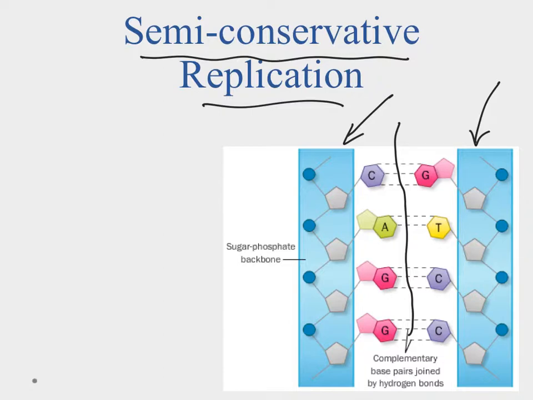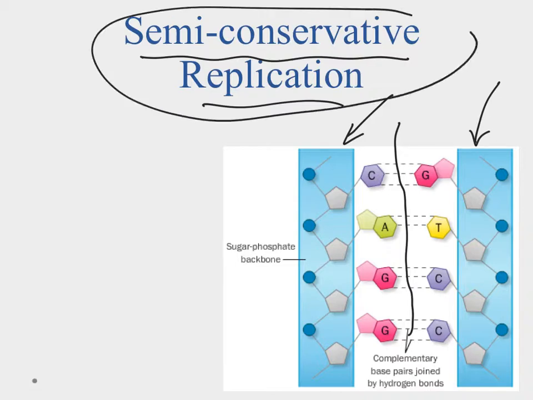It will make sure that when the DNA is recreated, or when they duplicate or replicate the DNA, by using one of the strands as its template, it's going to force the other strand to be lined up properly. And that's what we talk about as semi-conservative replication.